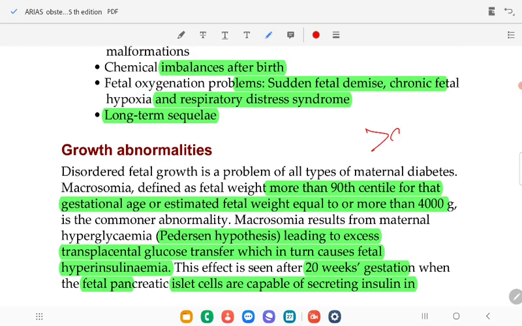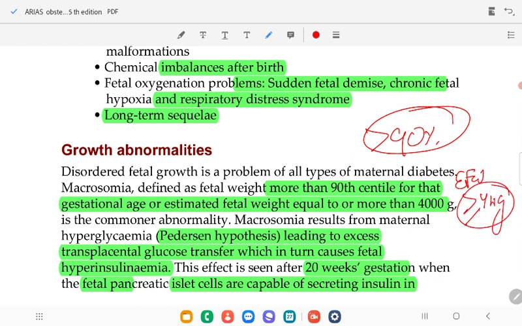Remember, macrosomia is fetal weight more than the 90th centile for that gestational age, or estimated fetal weight equal to or more than 4 kg, and it is the commonest abnormality. If the fetal weight is more than the 90th centile for that gestational age, or estimated fetal weight is equal to or more than 4 kg, that is called macrosomia.